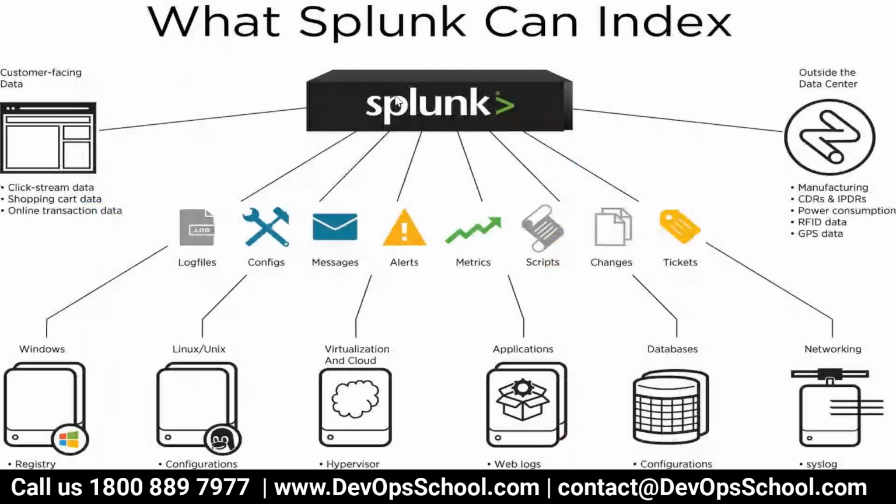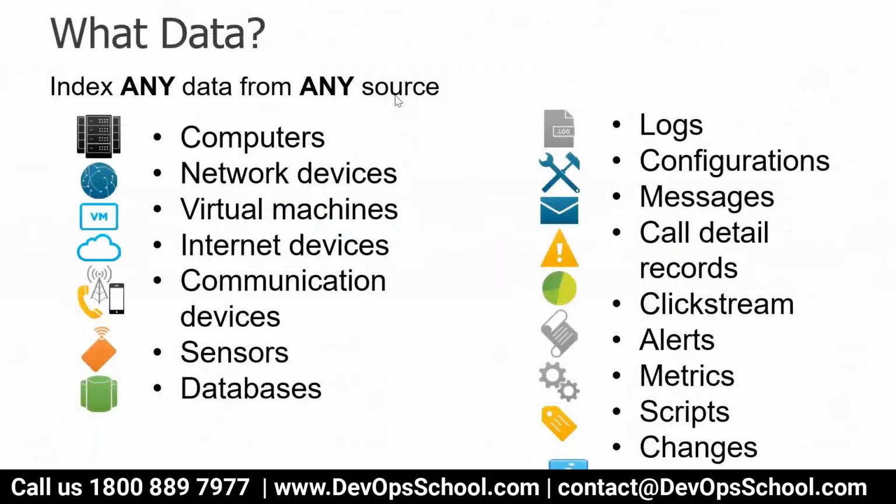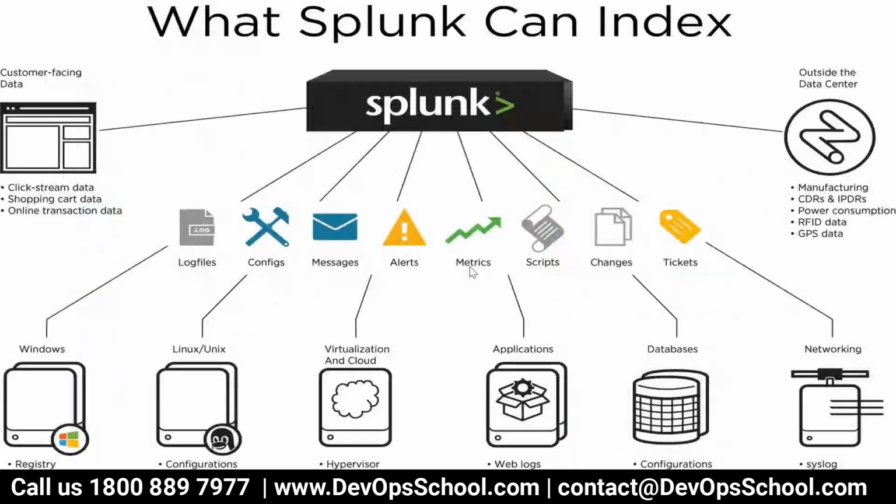Okay, look at this. This is the same picture, same knowledge, but in a pictorial way. You see Windows, Linux, cloud, application, database, networking, some data centers, and stuff like that, with different types of data that you are storing at Splunk. So tickets, changes, metrics, alerts, messages, config, log files, everything you can store at Splunk. So what can Splunk index? Anything, any kind of logs it can index.